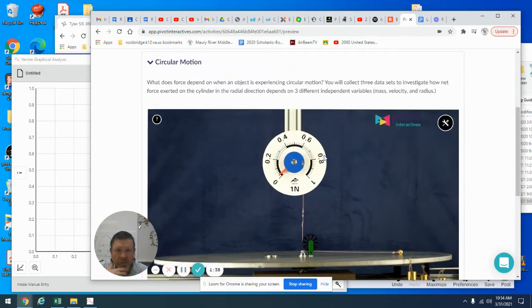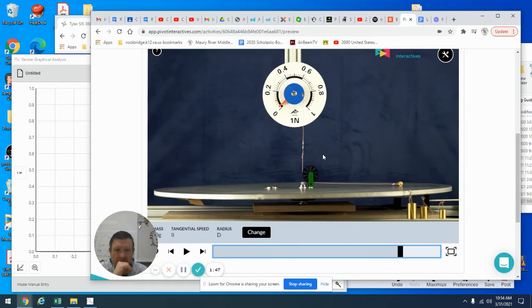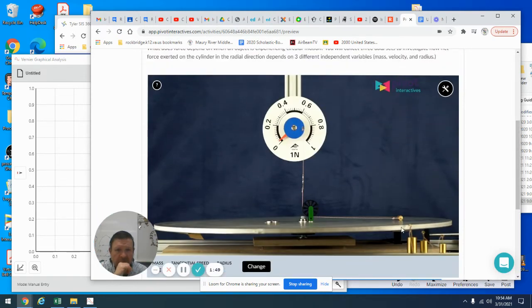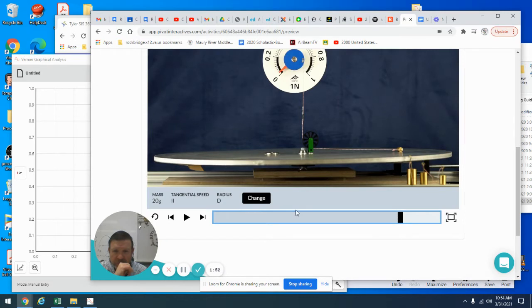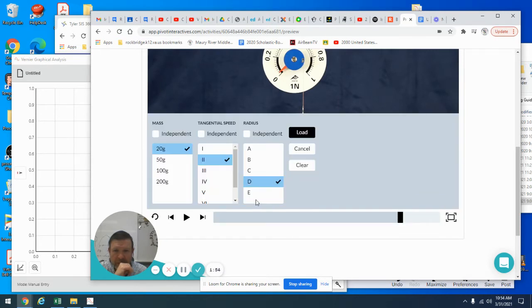What we want to do, if you read the directions, you're supposed to come up with 3 data tables and 3 graphs to go with those. And the first one we're supposed to do is we're supposed to vary the mass. So I'm going to go ahead and click on change here. And you can see you have a choice whether you want to make the mass, tangential speed or the velocity of it, or the radius. Which one of those do you want to be the independent variable? And the first thing I want to do is vary the mass. I'm going to make that the independent variable.